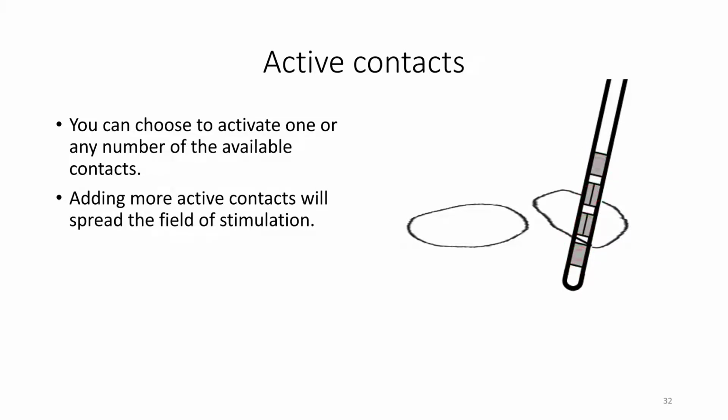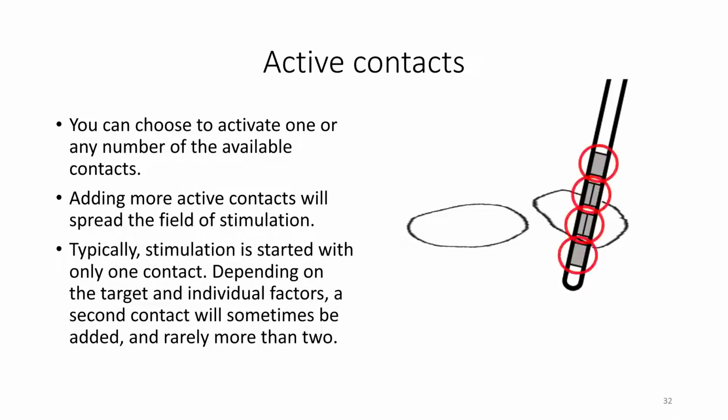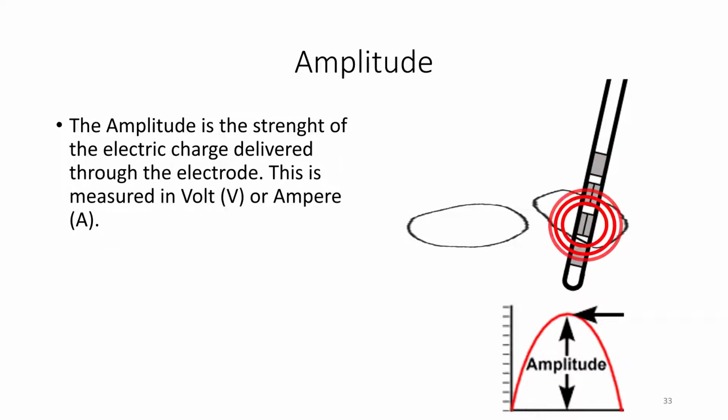Adding more active contacts will spread the field of stimulation. Typically, stimulation is started with only one contact, and depending on various factors, sometimes we will add another contact as well. The amplitude is the strength of the electric charge delivered through the electrode. This is measured in volts or ampere.